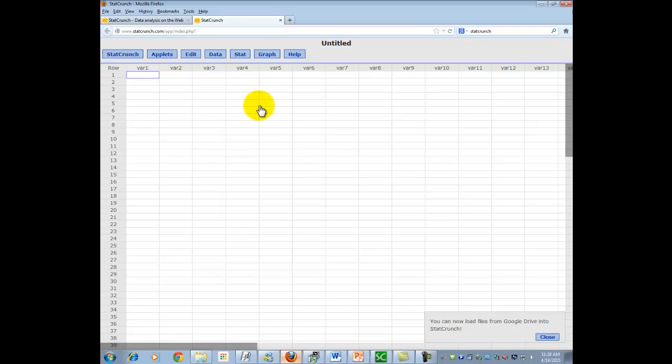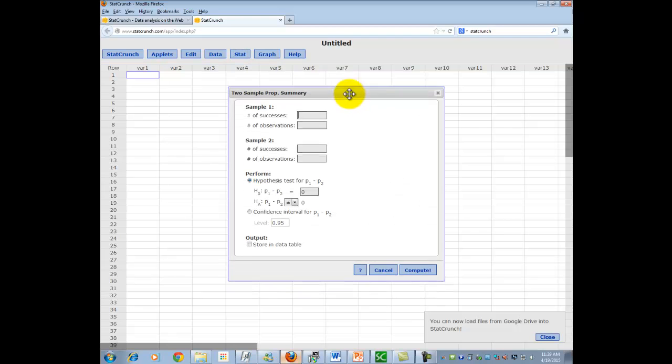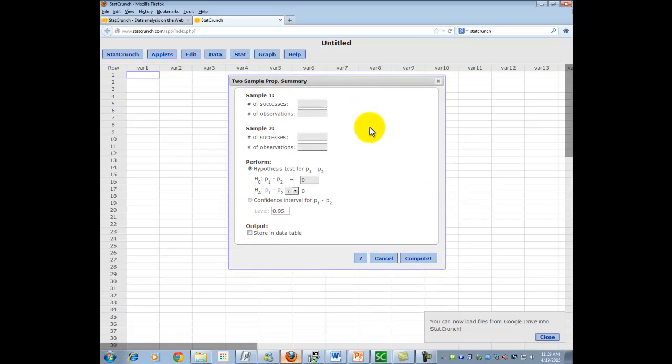So in StatCrunch, you want to go to your spreadsheet where you have all your buttons available to you. To do a two-sample proportions hypothesis test, you are going to want to hit Stat, next Proportion Stats. This time we'll choose two sample and with summary. This pop-up box will appear, and it's going to need several bits of information from you.